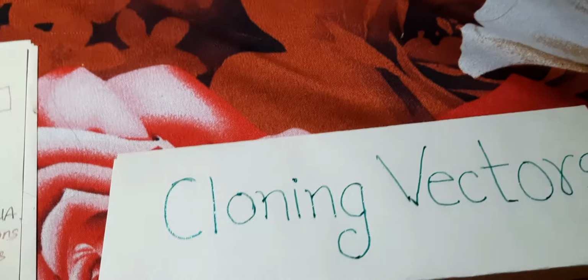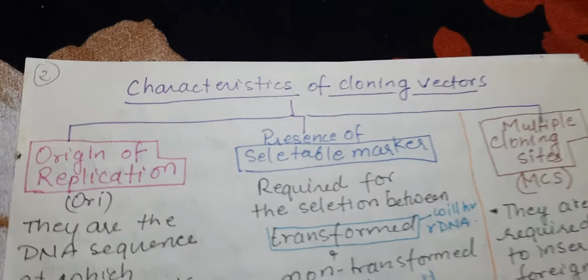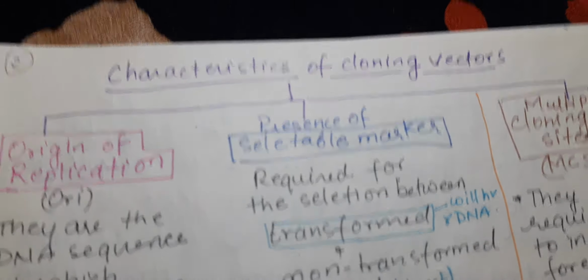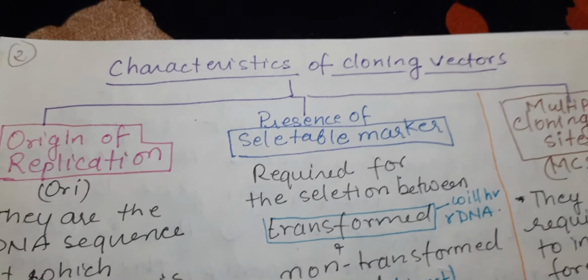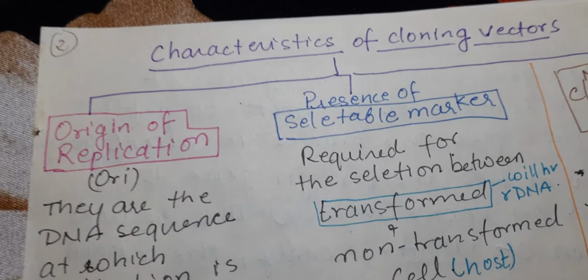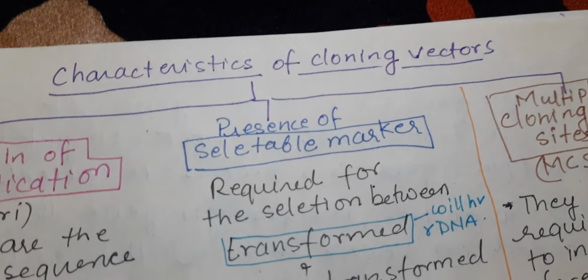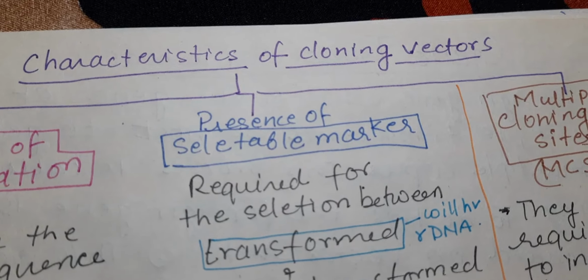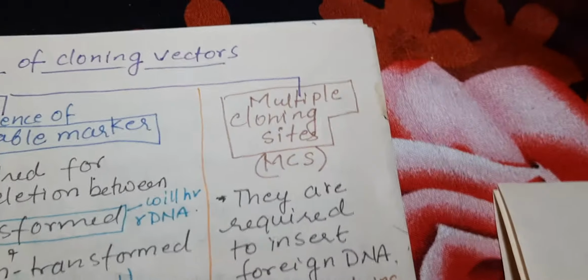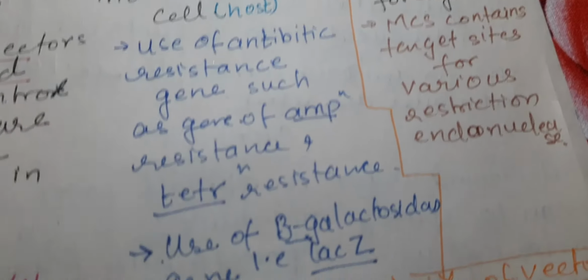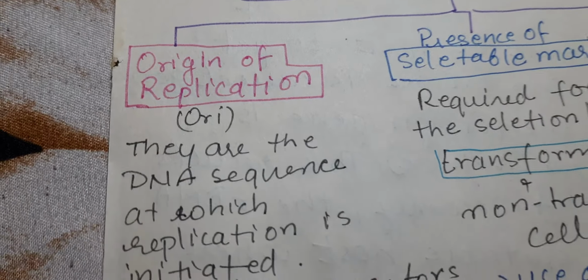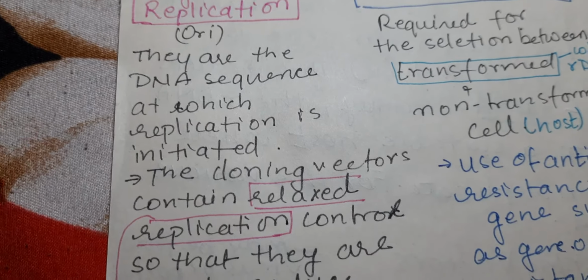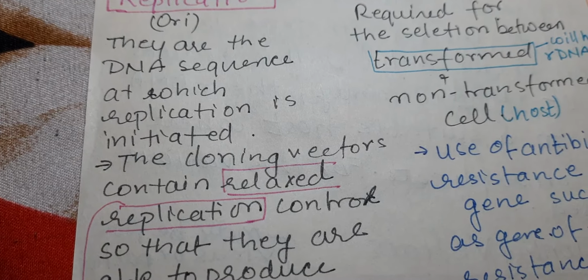Okay, so now we'll come to the characteristics of cloning vectors. So what are the essential features of these cloning vectors? A cloning vector should have what all things? So first important thing is the origin of replication. Second, presence of a selectable marker. Third, multiple cloning site. And fourth, the size matters. Size should be less.